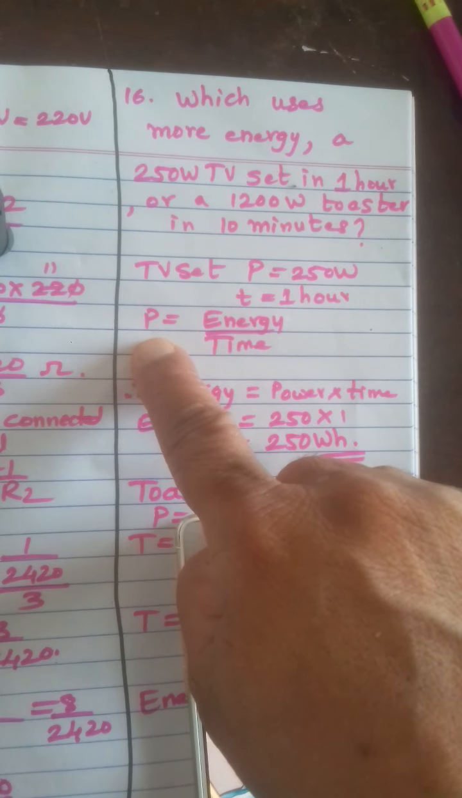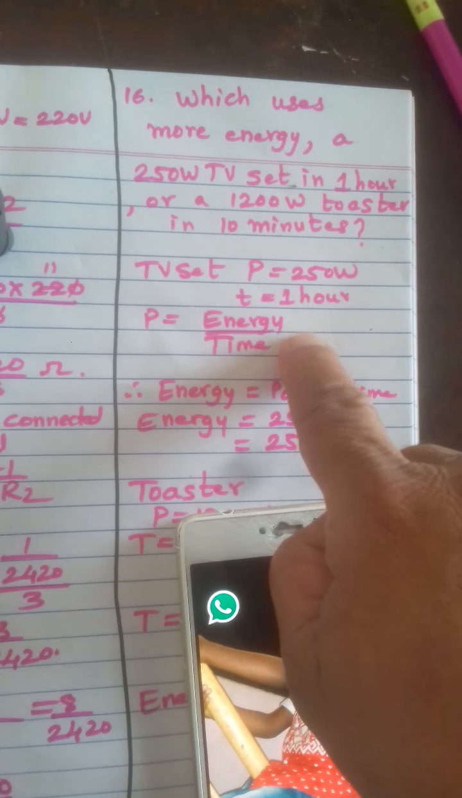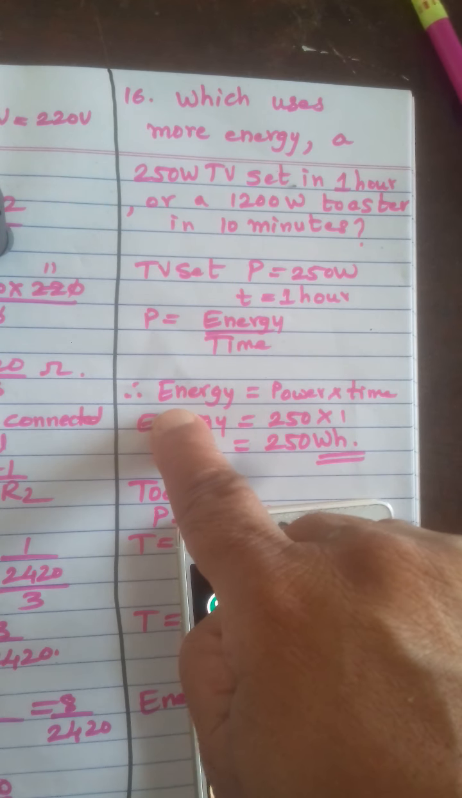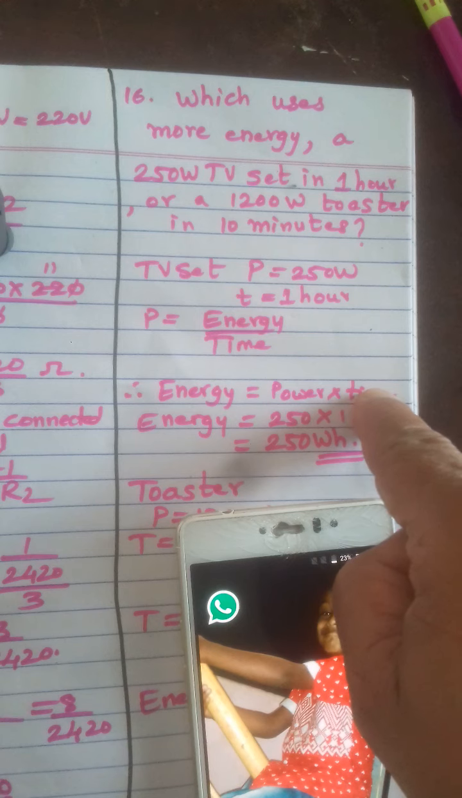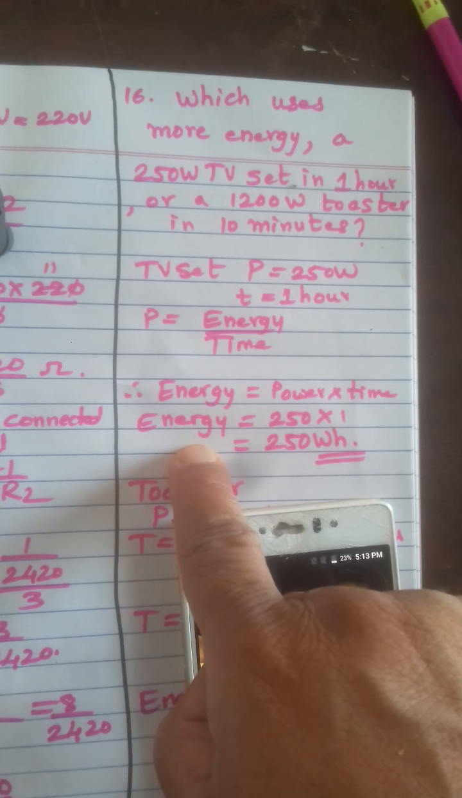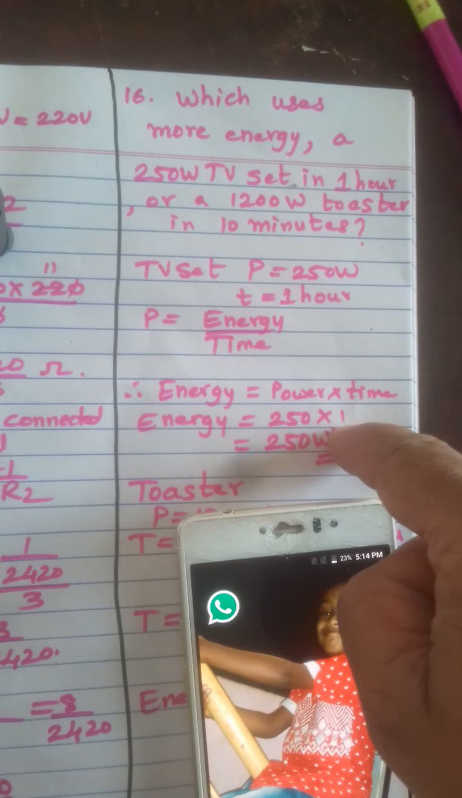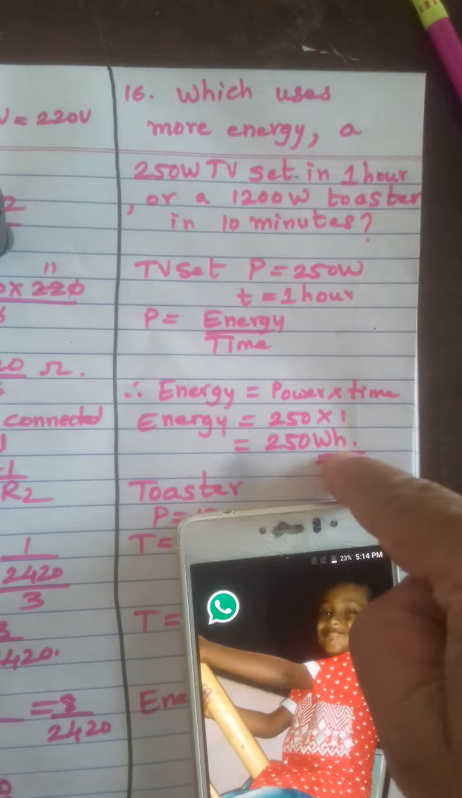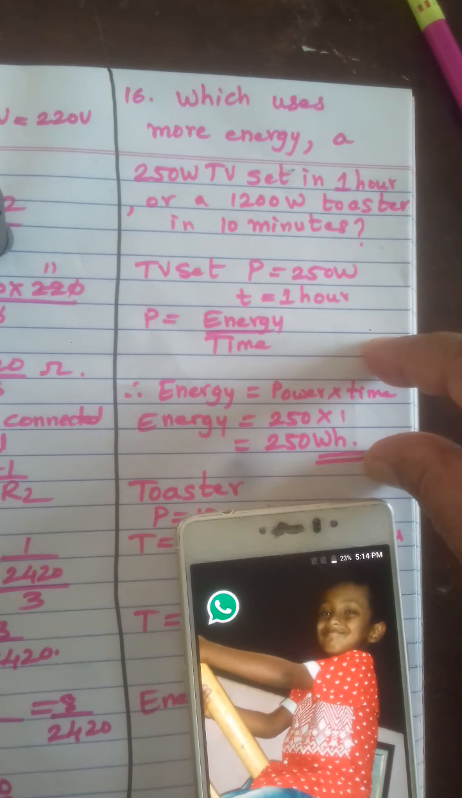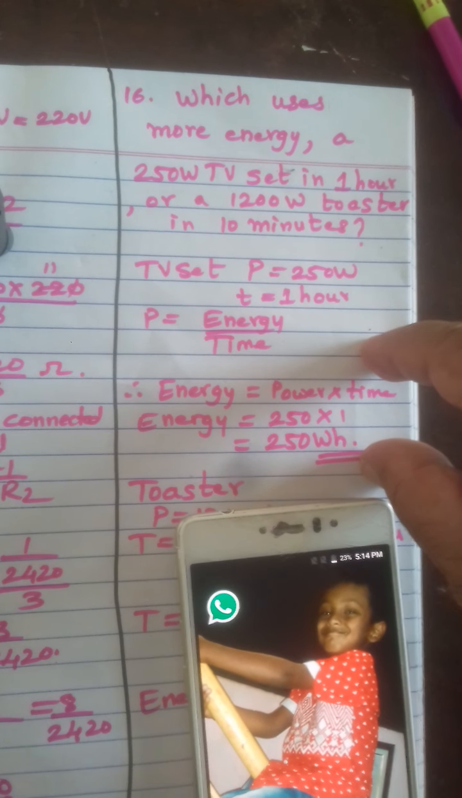We know power is equal to energy upon time or work done upon time. So energy will be equal to power into time. So energy used by the TV set will be power is 250 watts, time is 1 hour. So 250 into 1 is 250 watt hours. So this is the energy used by the TV set.